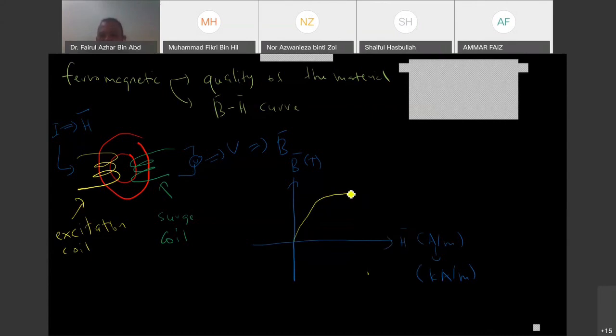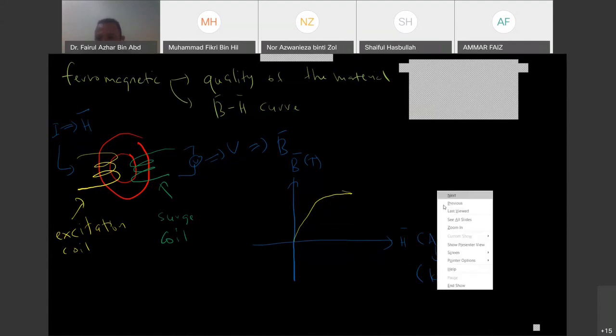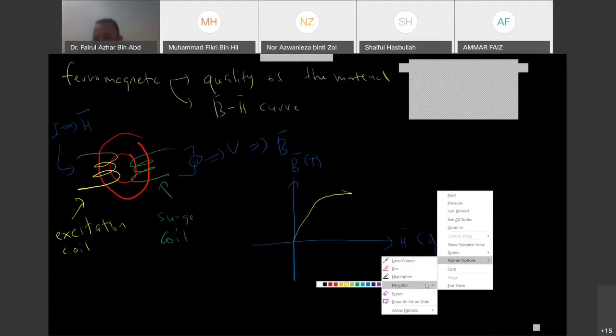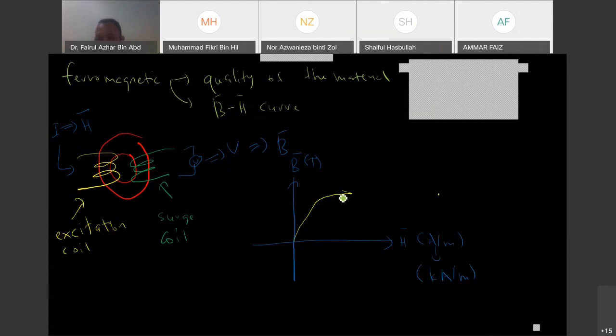Okay, so basically what will happen, instead of using the same route, the reduction of the value of the magnetic flux density will go this way, until the current becomes zero. Then the current continues reducing until the value of the current becomes negative. So we will have this loop.